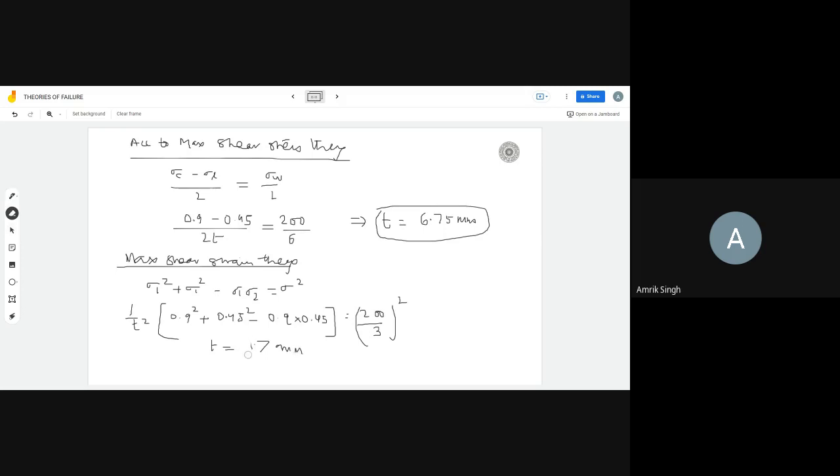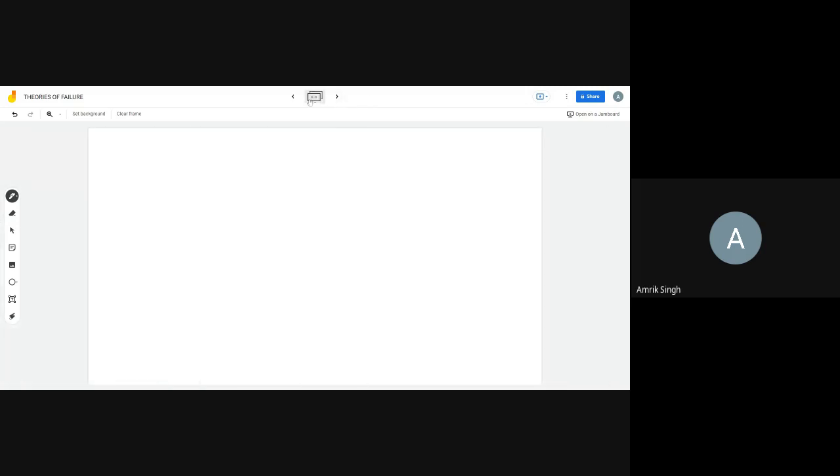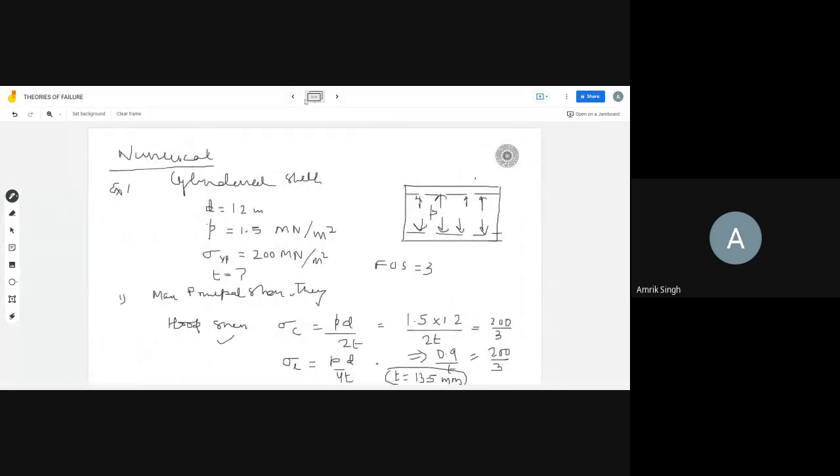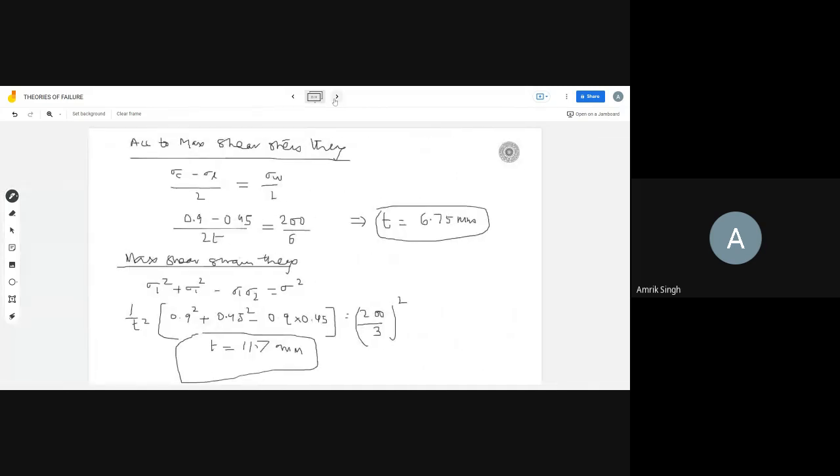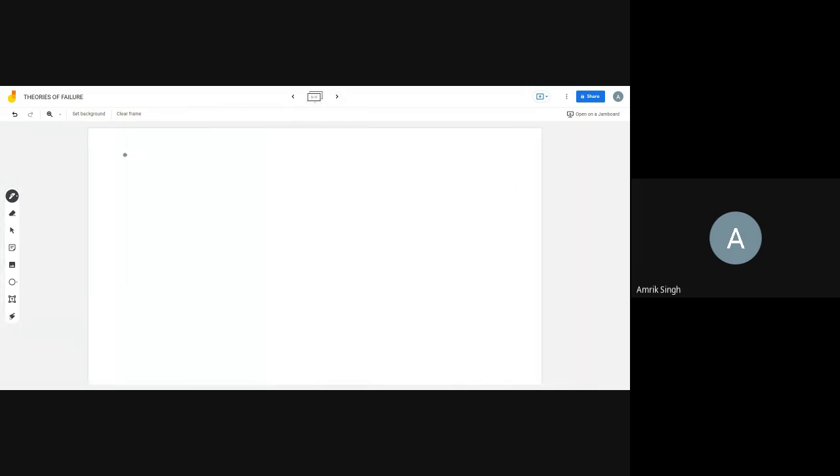So you see, the T is coming maximum according to the shear strain theory, no, it is maximum principal stress theory. So in order to design the safe pressure vessel, we will take the thickness as the maximum. So this way we can decide which theory will apply.